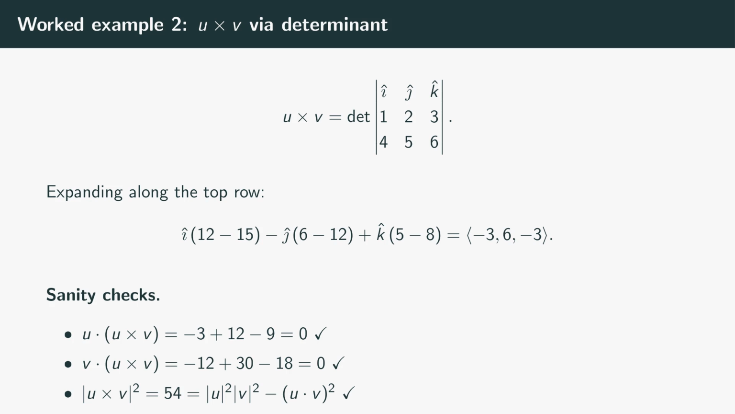Second, the Lagrange identity: the magnitude of u cross v squared plus u dot v squared equals the magnitude of u squared times the magnitude of v squared. Here, the magnitude of u cross v squared is 9 plus 36 plus 9, which is 54, and the magnitude of u squared times the magnitude of v squared minus u dot v squared is 1078 minus 1024, which is 54. Match. Algebra consistent with sine squared plus cosine squared equals 1.